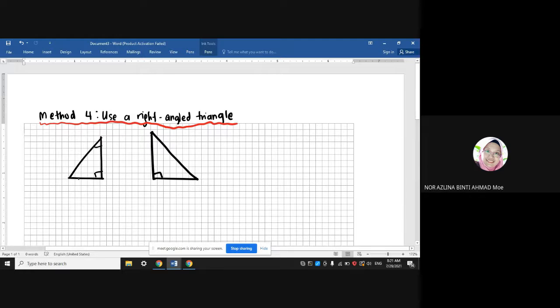Ada dua right angle triangle. Yang ini 45 degrees, yang ini 45 degrees. So kita tahu ini adalah isosceles triangle, sama kaki. So ini 1, the ratio 1, 1, and here is square root 2. Square root of 1 squared plus 1 squared. So we get square root of 2.